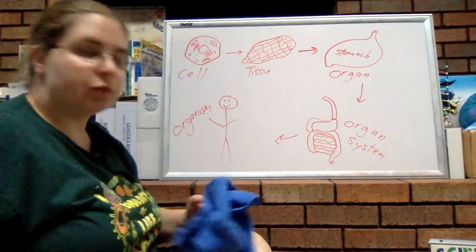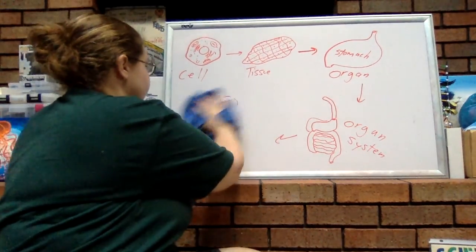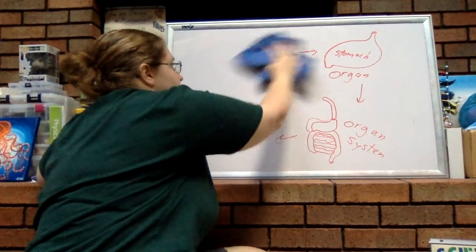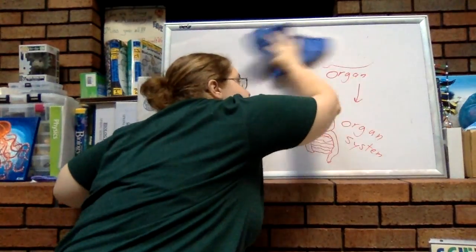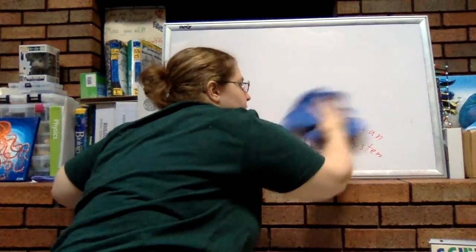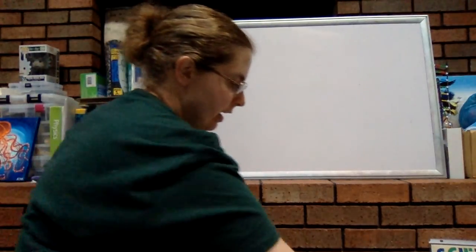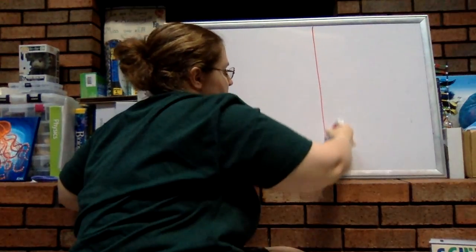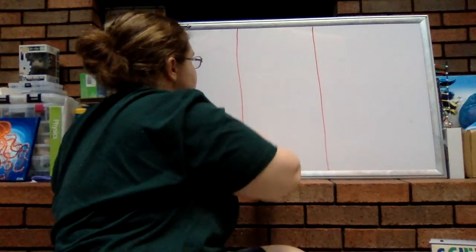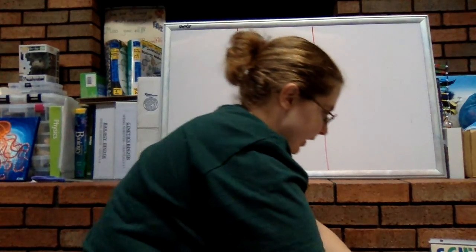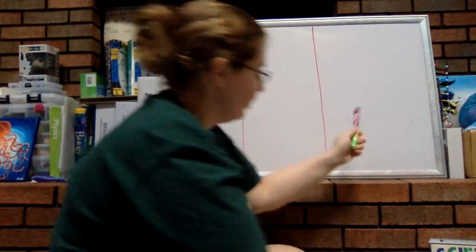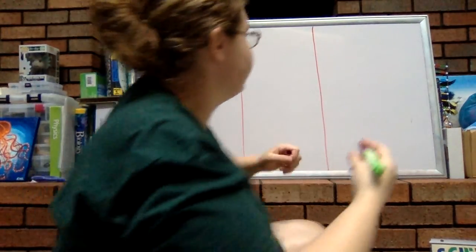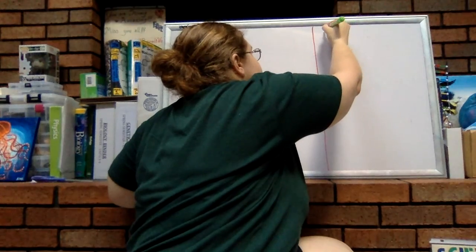Now, we are going to just briefly talk about the organ systems. We're not going to get into super detail about them. As we said, there are 11 of them. All right, so I'm going to start on this side, just so I'm not leaning over and blocking it. First, we have the circulatory system.